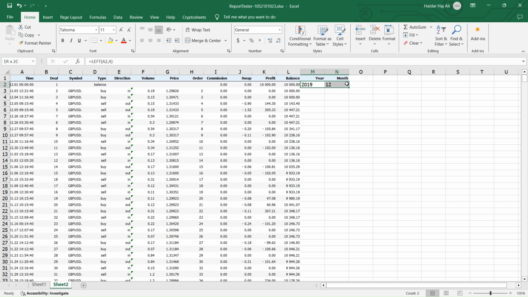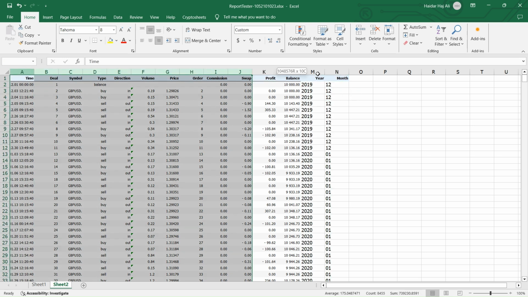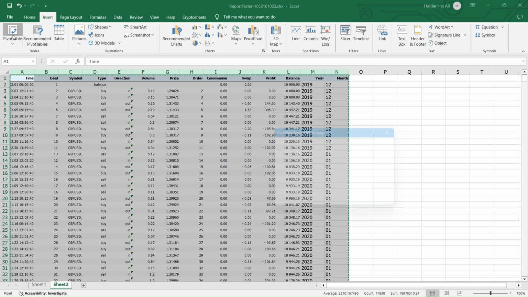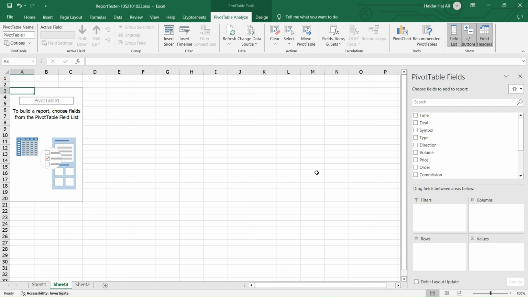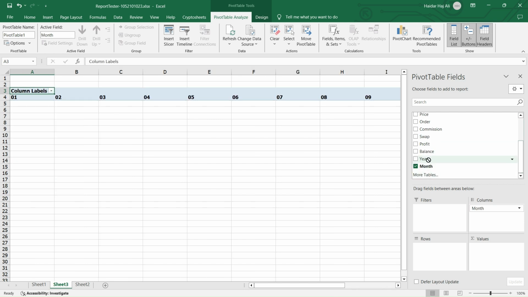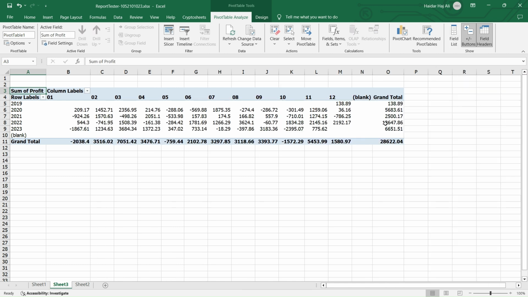All right, so here I have the year and the month. I'm just gonna remove the initial deposit. I'm gonna go to a pivot table. Okay, let me go down. Month here, year here, profit here. All right, what's happening here?